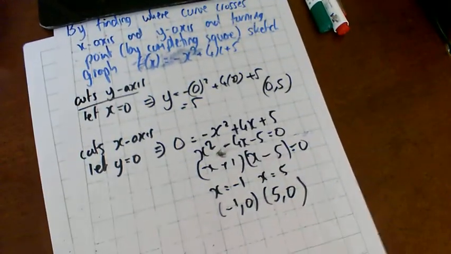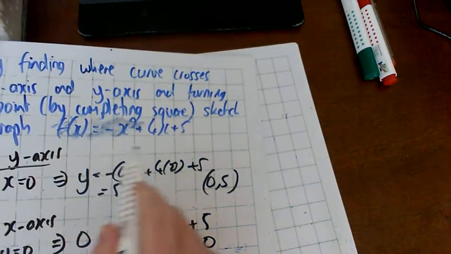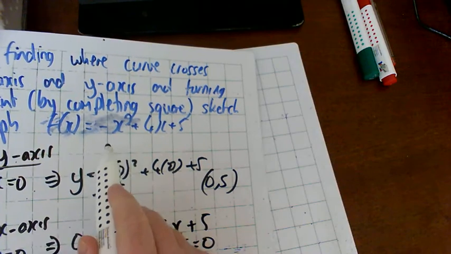Okay, so we found the places where it cuts. It also asks for the turning points. So a sketch is not every point. A sketch is just find certain points and then do your general shape of the curve. Oh, by the way, what shape do we know this curve is going to be? It's going to be an N shape because it's a minus x squared. So we'll keep that in mind.